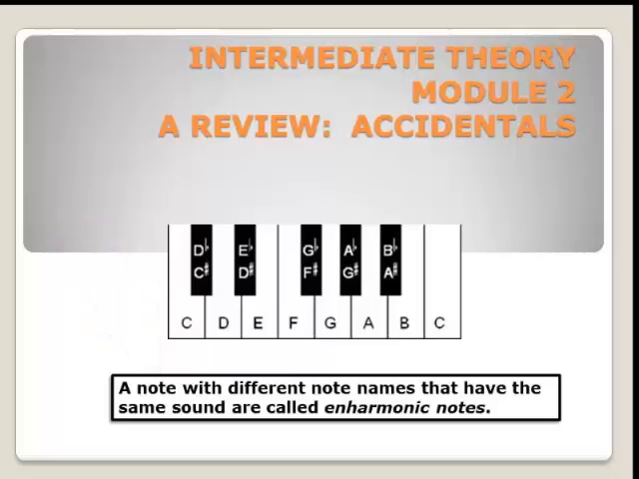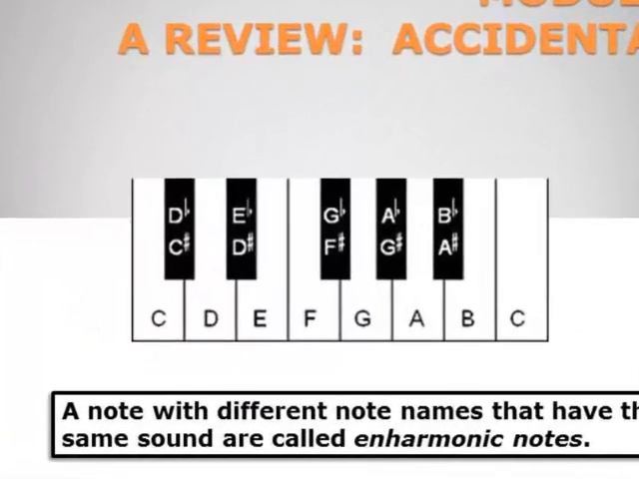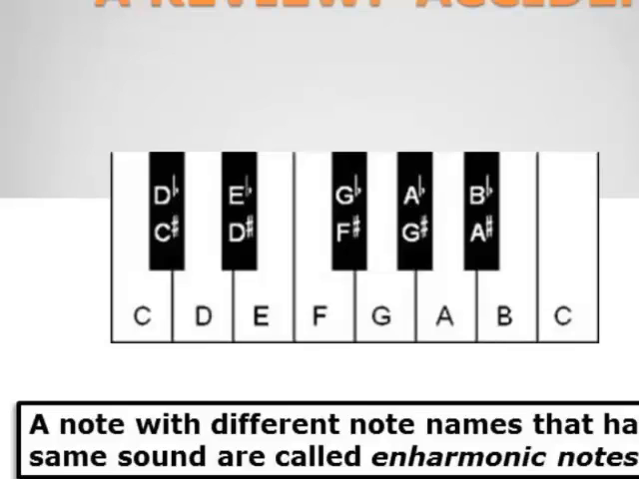Really, it's calling a note something different. For example, D flat and C sharp are enharmonic notes because you play them on the same place on the keyboard, however they have different letter names. E flat and D sharp are enharmonic notes because they're on the same place on the piano.